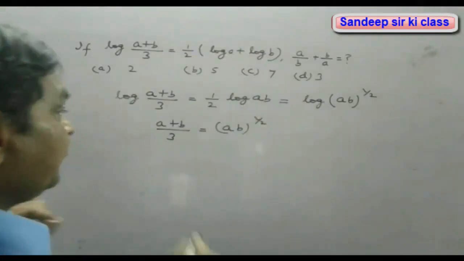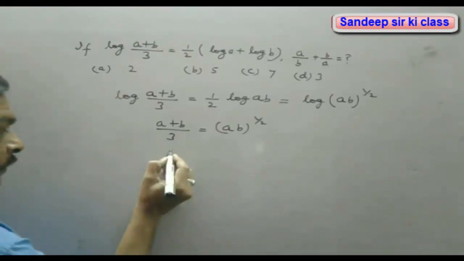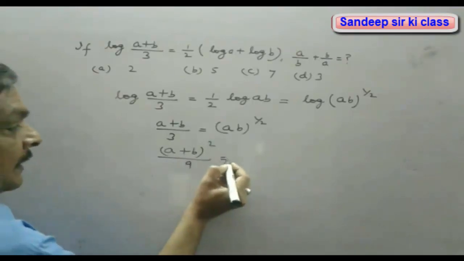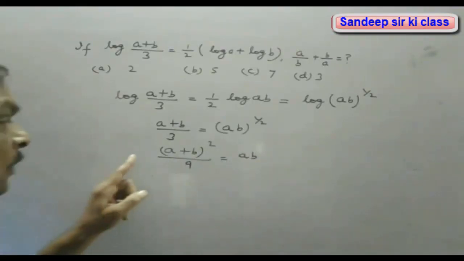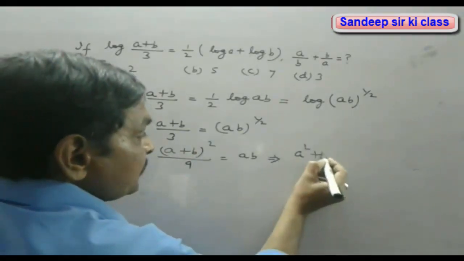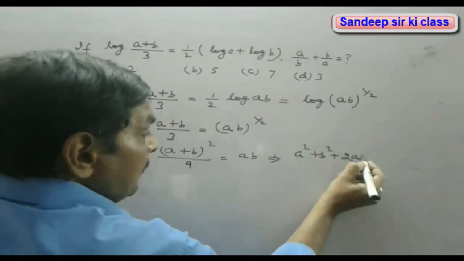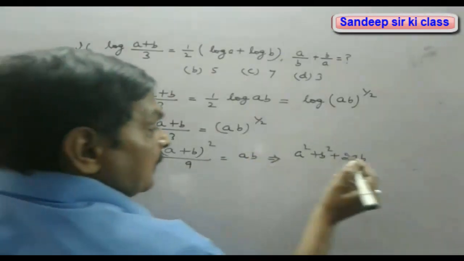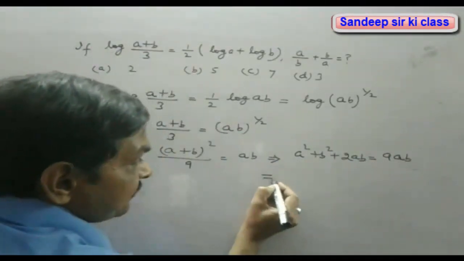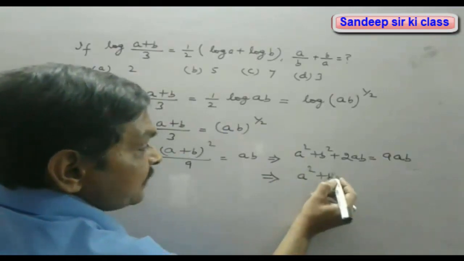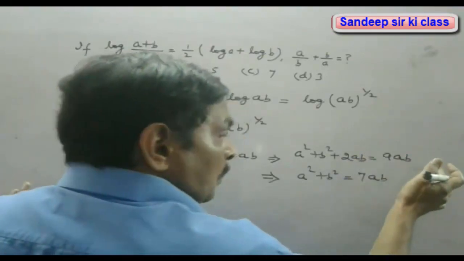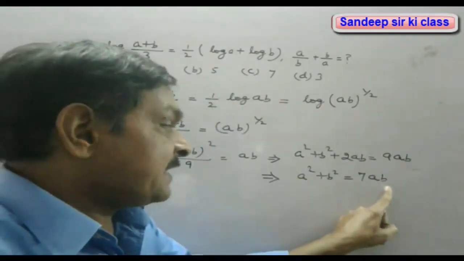Logs are cancelled. Now square both the sides. So we get (a plus b) whole square upon 9 is equal to ab. Now we know that (a plus b) whole square is a square plus b square plus 2ab, and 9 is multiplied in cross multiplication with ab, giving us 9ab. So this gives us a square plus b square is equal to 7ab. 2ab will go to the right hand side, so it will be 7ab.